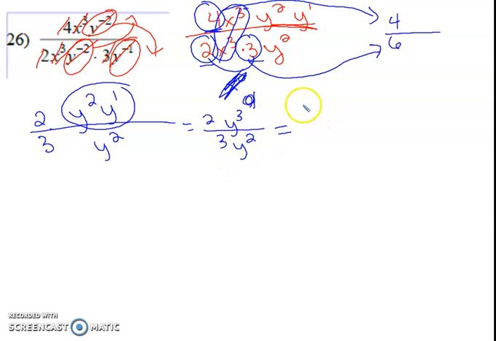And now I can subtract. 3 minus 2 is 1. And I put y to the 1 wherever the bigger exponent was. That was the 3. So that's where I put that y to the 1. 2 over 3, y to the 1.